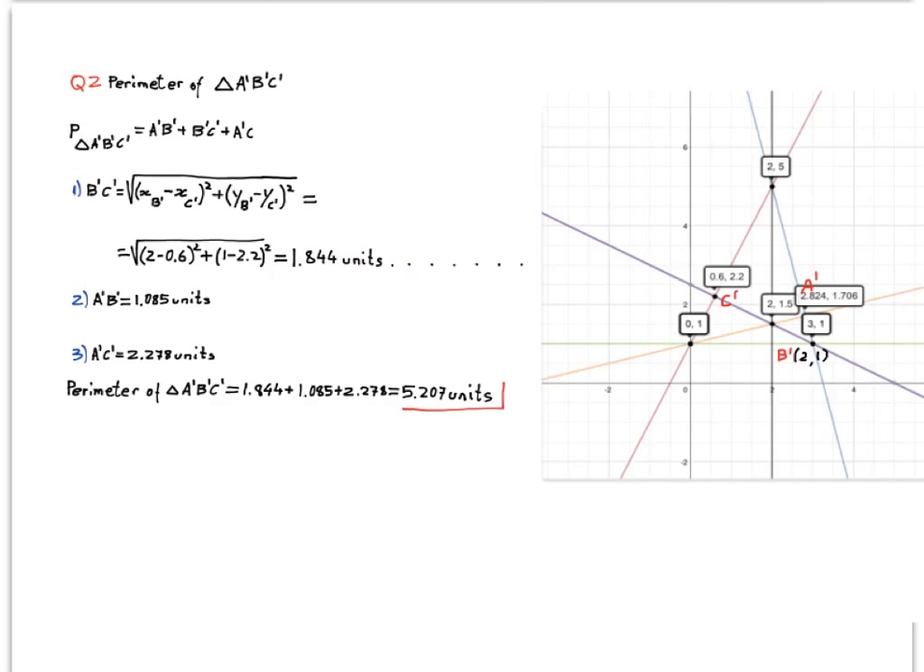Because we don't know what we use here, there are no measurement units, so we simply say units. Now I suggest you hit pause and work out, using the same algorithm, the lengths of A prime B prime and A prime C prime.